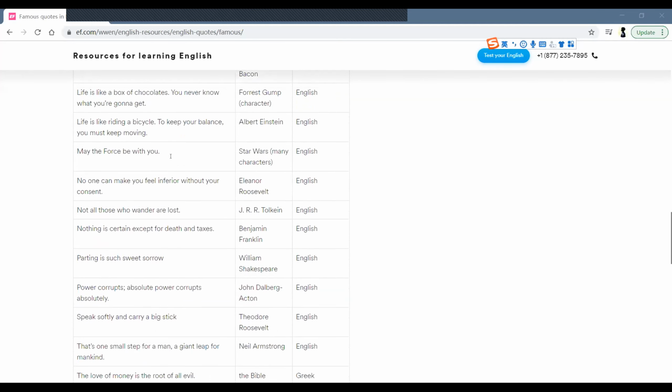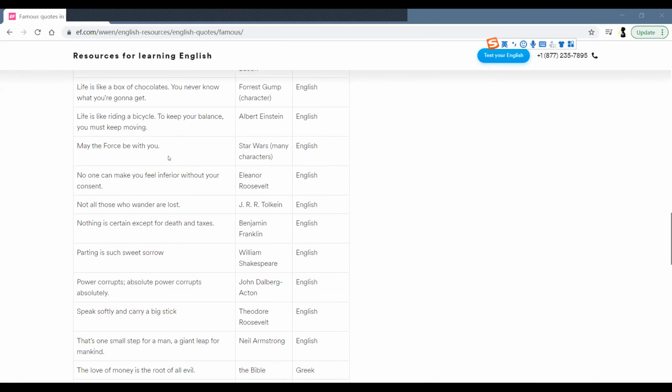"Not all those who wander are lost." That's by J.R.R. Tolkien. He's a pretty famous author. He wrote The Hobbit and stuff like that. I think that basically means some people just like wandering. I'm not sure.